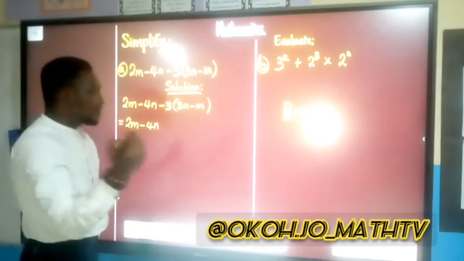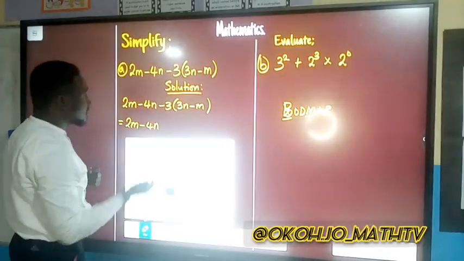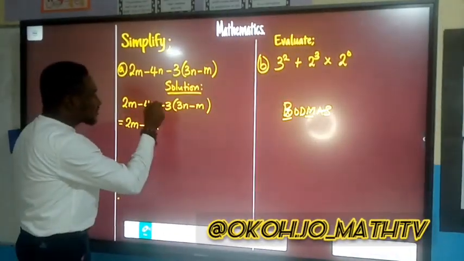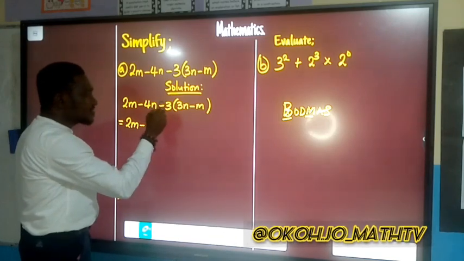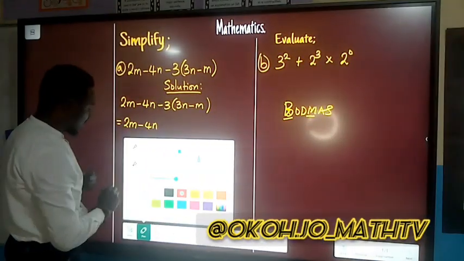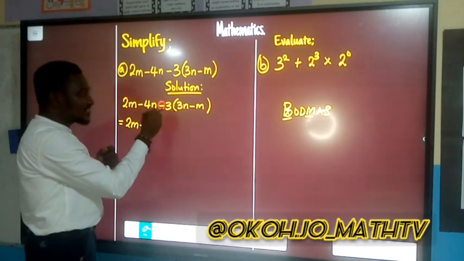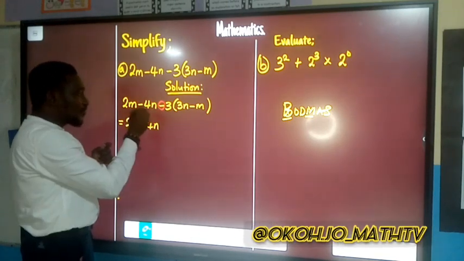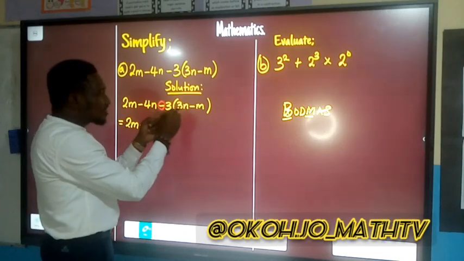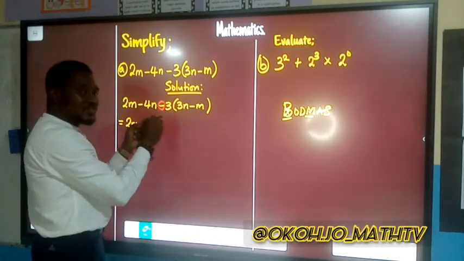Now take a look critically. This minus is affecting 3. Let me use a better highlight. This minus is affecting what? 3, or negative is affecting 3. It's not for 4n. So if you are using it to multiply anything here, you should consider the negative 3.